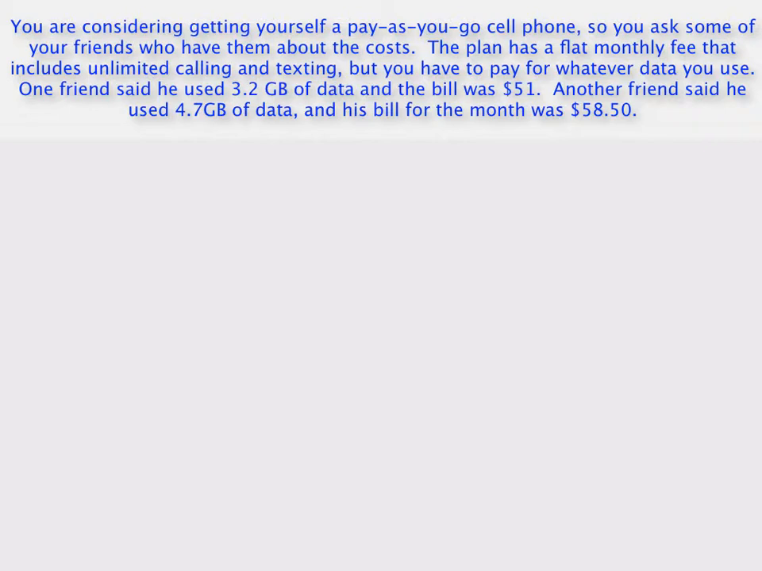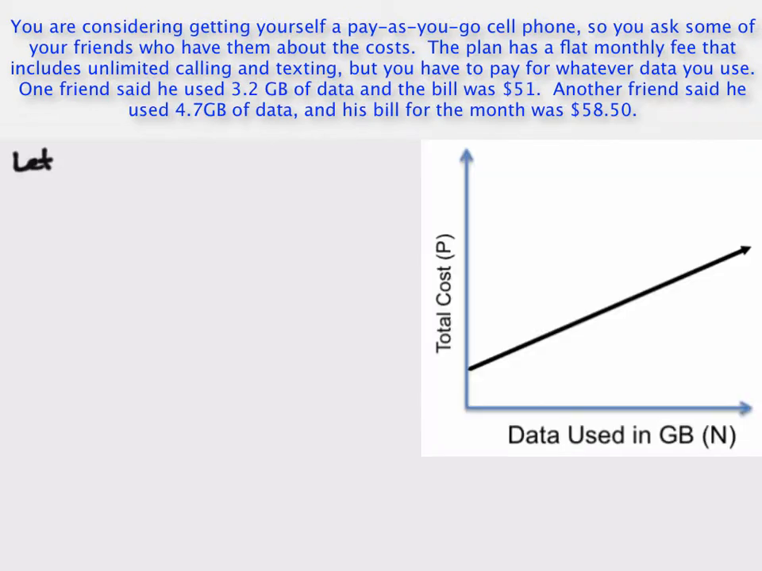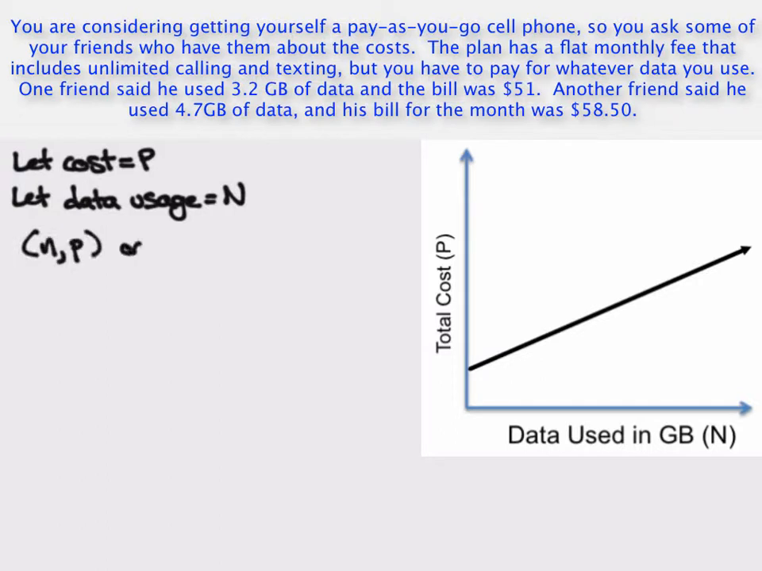All right, first things first, we've got to define our variables. Let's let the independent variable be our data usage, and we're going to measure this in gigabytes, and we'll call that N. And let's let our dependent variable be the cost, and we'll call that P. So, all of our ordered pairs in this case will be of the form (N, P), or (data usage, cost).